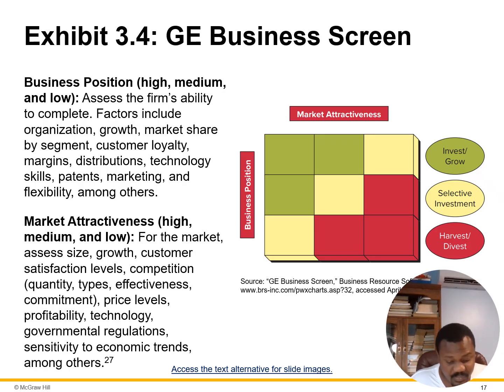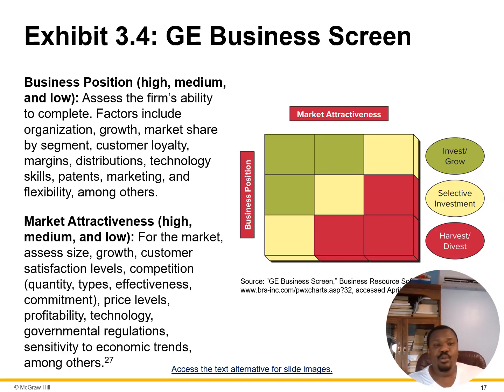We look at harvest and digest, selective investment, and invest and grow. So these are very important. When you look at market attractiveness against business position, this portion is invest and grow. This is selective investment, and this is also harvest and digest.